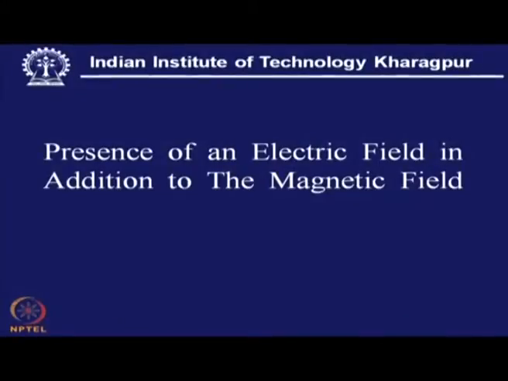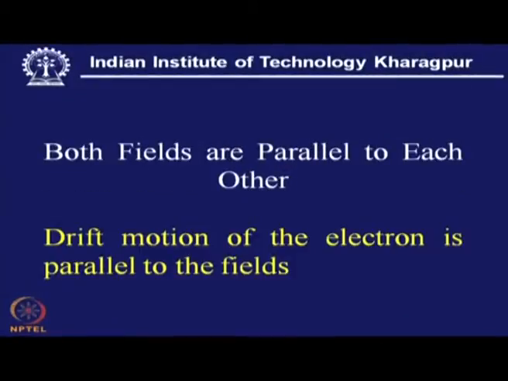Now, with the presence of an electric field in addition to the magnetic field, here also we can have two situations. In one case, both fields are parallel to each other. In this case, the electron, this charged particle, will have a motion which will be parallel to the field. Both fields are in the same direction, so the drift motion will be along this field direction.